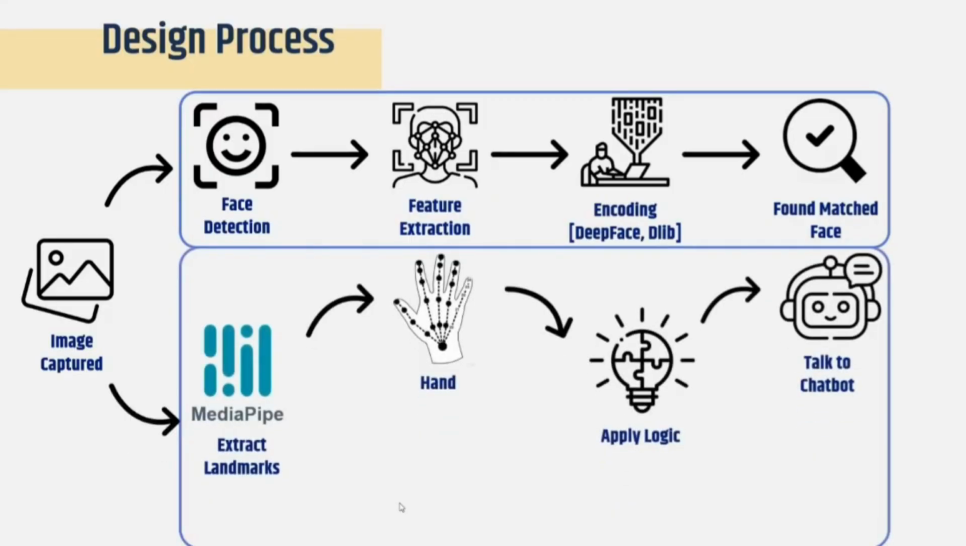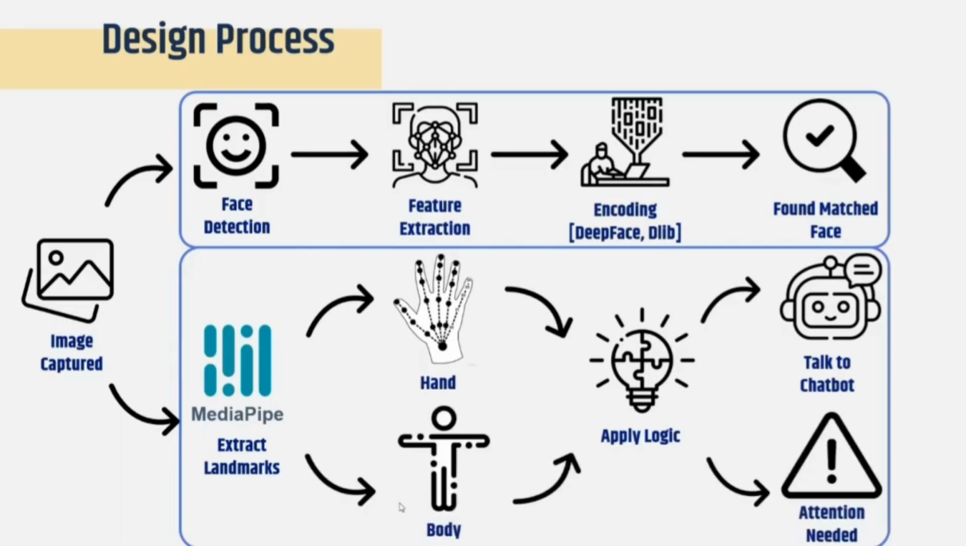Next is the waving detection. So MediaPipe will extract the hand landmarks. Whenever our hand is widely open towards the camera, and the position of our hand in the previous frame and the current frame is different, it indicates that waving is detected. So it will trigger a chatbot so that the user can communicate with the chatbot.